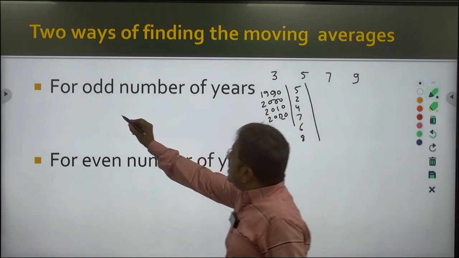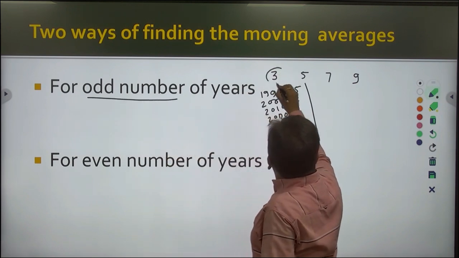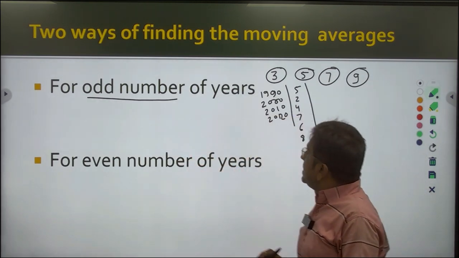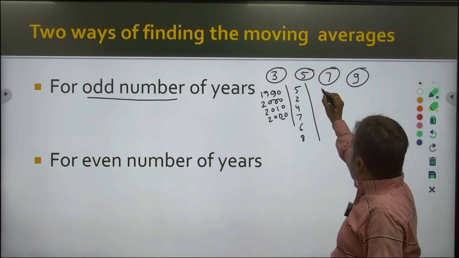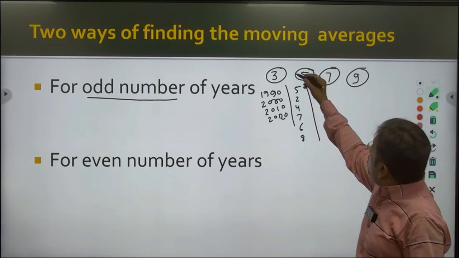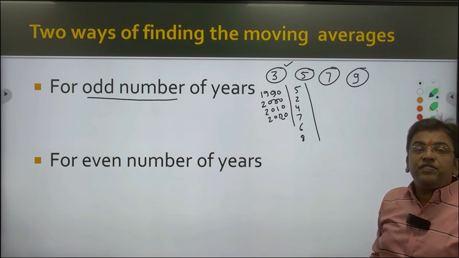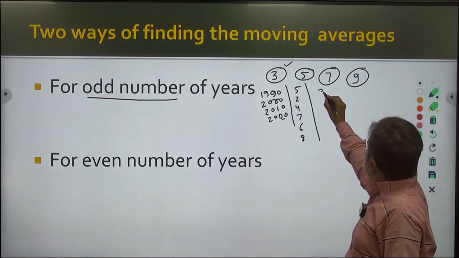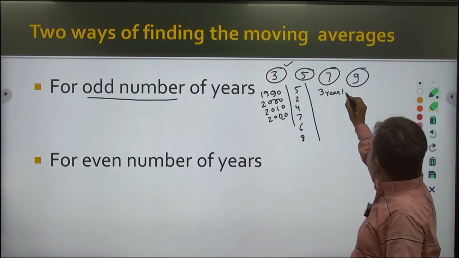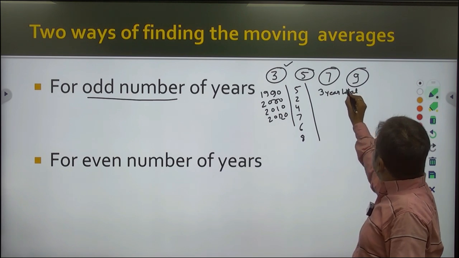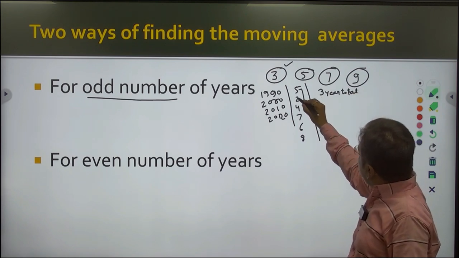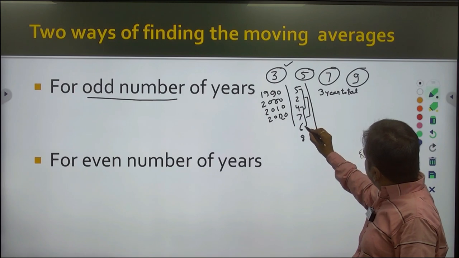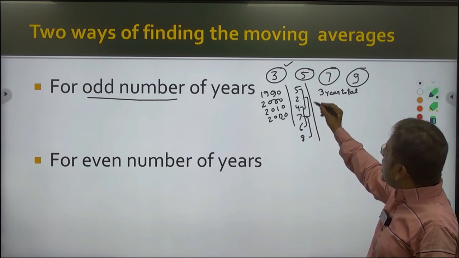So for odd numbers, as the question says, 3 years, 5 years, 7 years, 9 years, you are going to apply this method. The first thing is that you have to calculate the total of the number of years asked by the question. If the question is asking for the moving average of 3 years, you are going to take the 3 years total. So 1, 2, 3. Then 1, 2, 3. Then 1, 2, 3. Like this you have to take out.